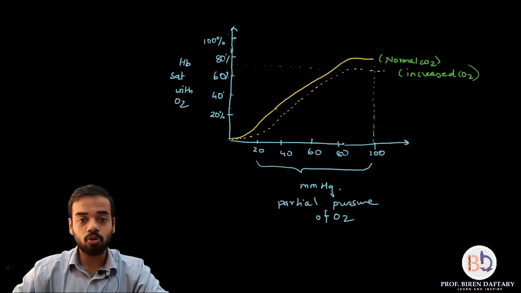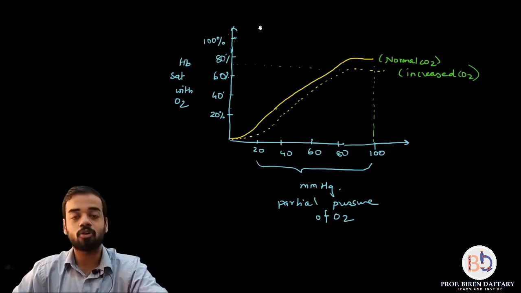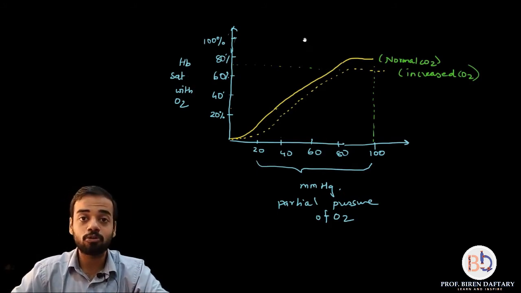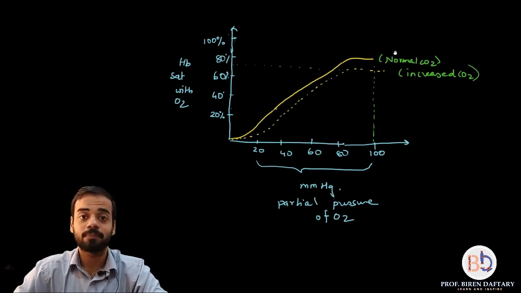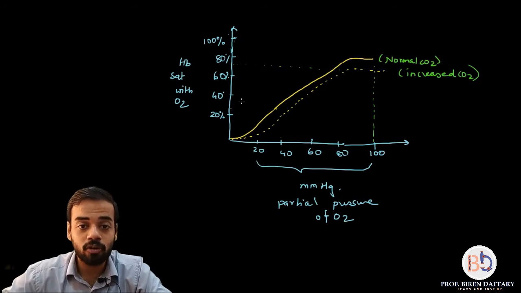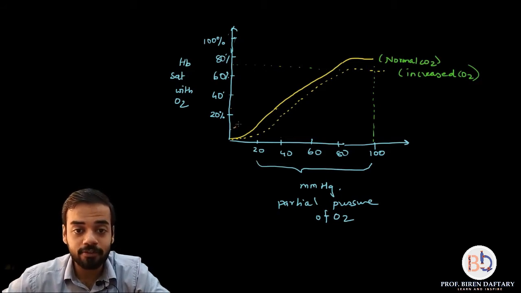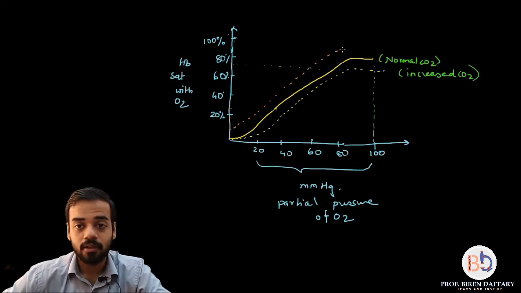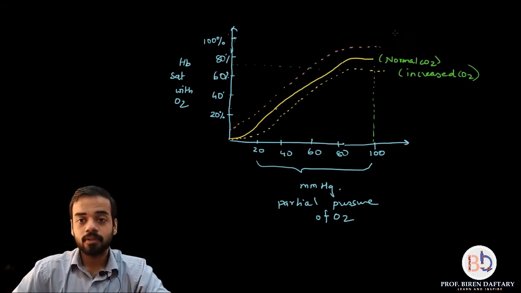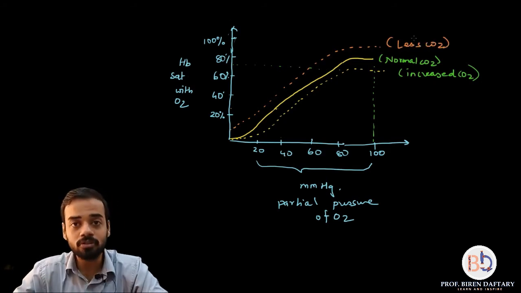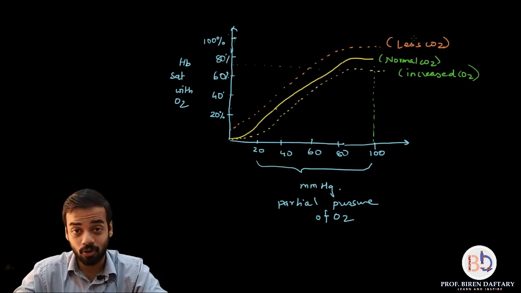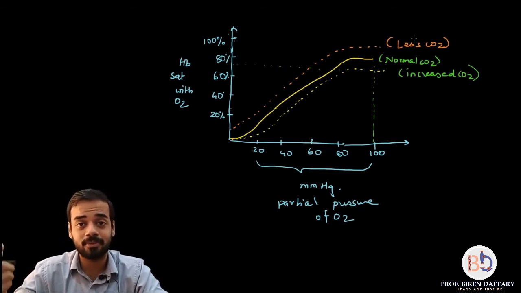Now if I want to draw another graph, let me draw it with orange color, but here I want to show that the partial pressure of carbon dioxide is less than normal. So now what is going to happen? That graph will shift towards the left. I hope everybody is understanding this. This is the graph with less carbon dioxide. Less carbon dioxide means the concentration or partial pressure of carbon dioxide is less.